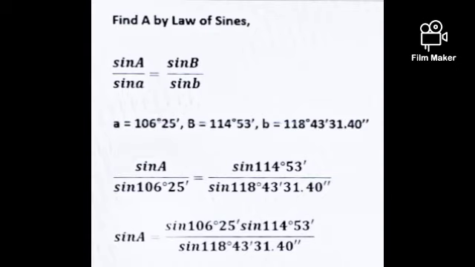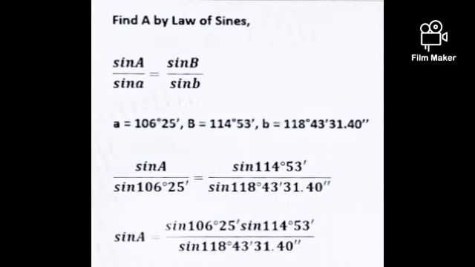Since we are given angle B and we have found the side small b by law of cosines for sides, and we are given the side small a, we find angle A by law of sines. That says the ratio of the sine of angle A to the sine of the opposite side small a is equal to the ratio of sine of angle B to the sine of the opposite side small b. And to this equation, we substitute the values. Small a, 106 degrees 25 minutes. Angle capital B is given, 114 degrees 53 minutes.